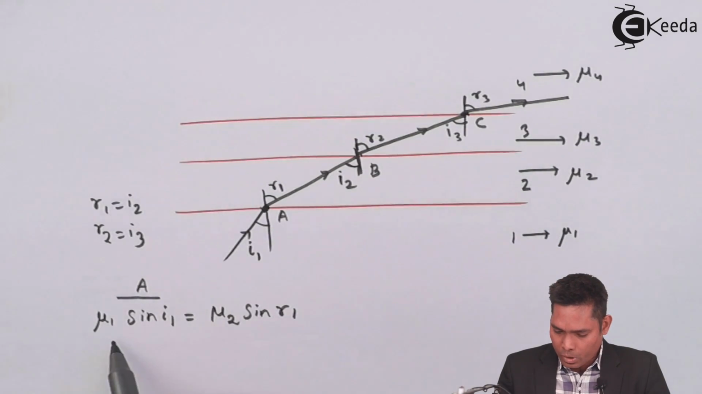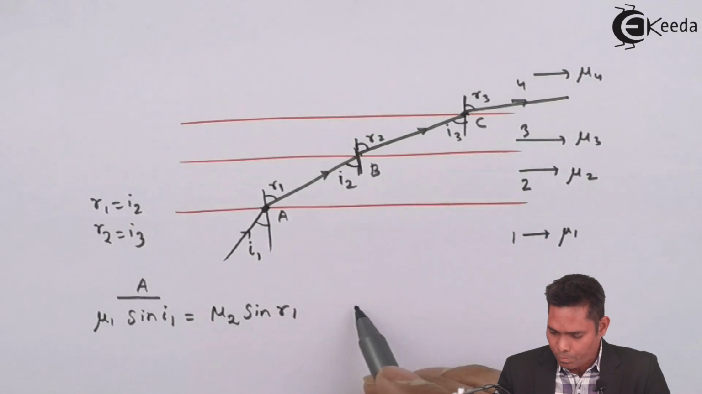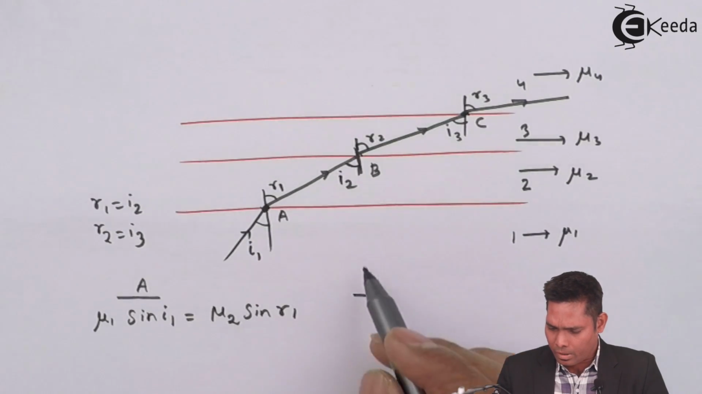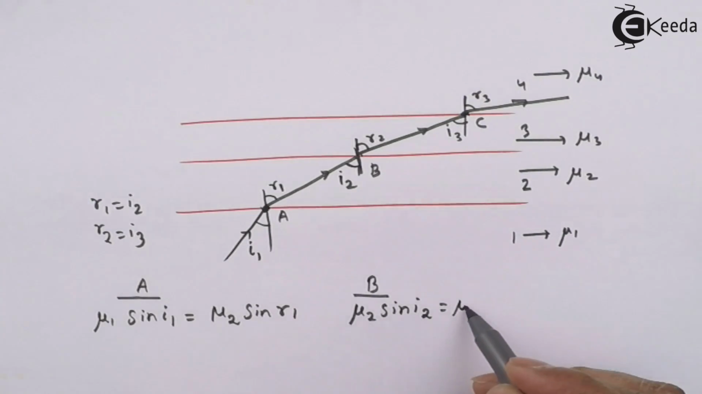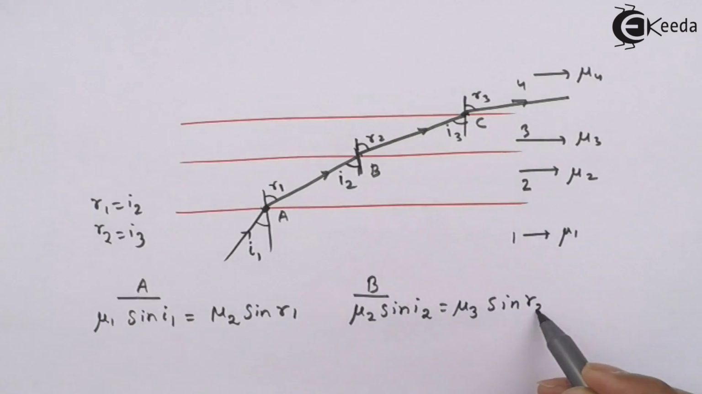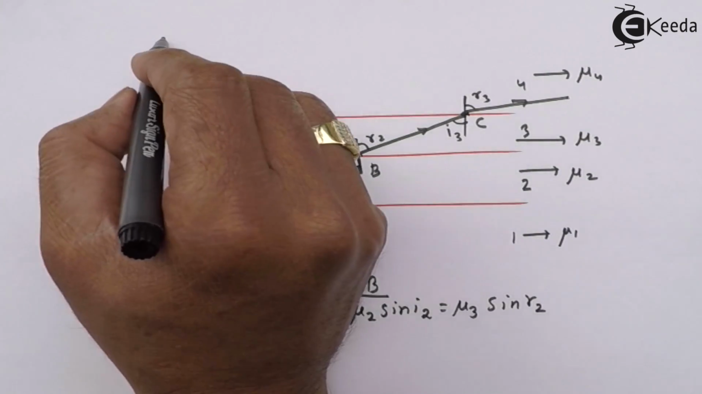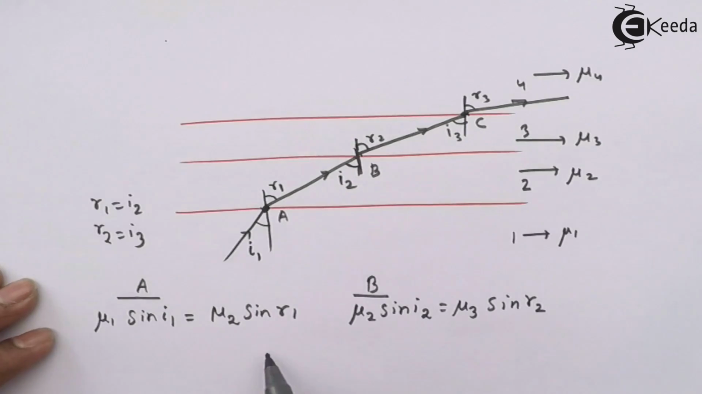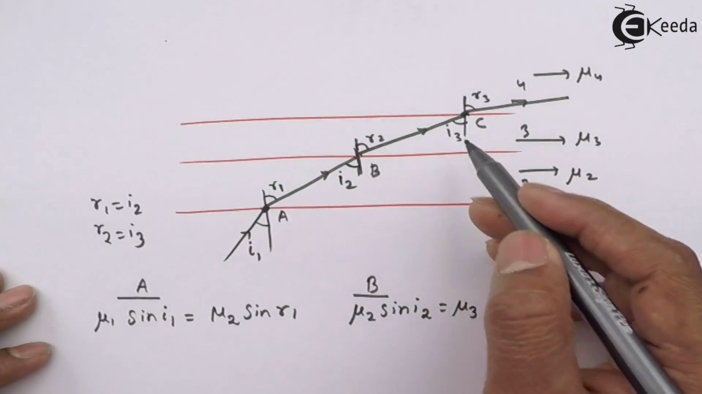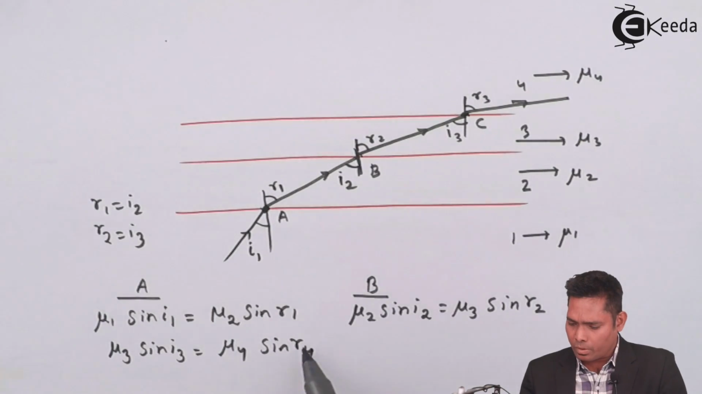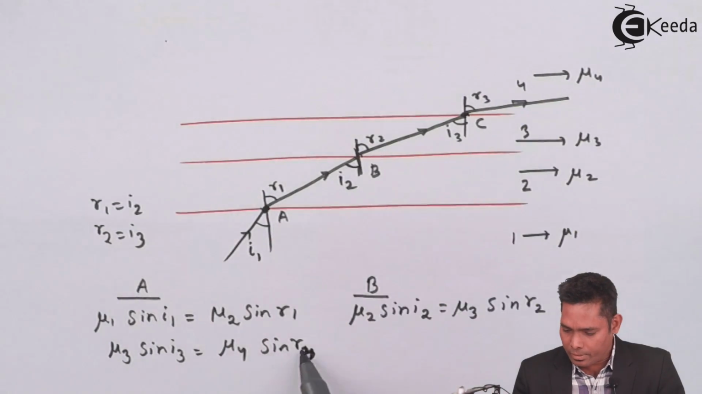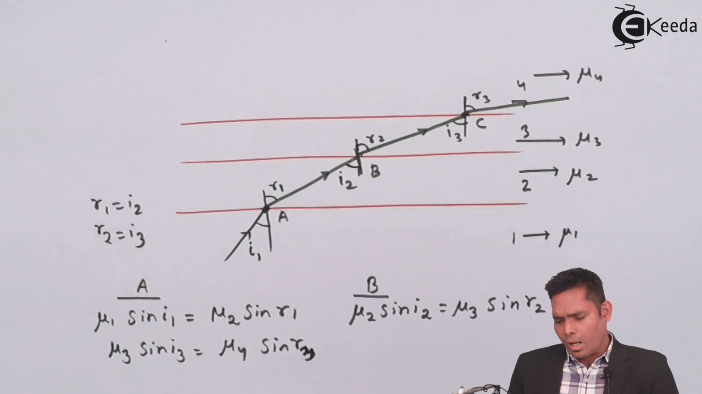For B, I write mu2 sin I2 equals mu3 sin R2. Similarly, for C, it is mu3 sin I3 equals mu4 sin R4, so R3 sin R3. Okay.